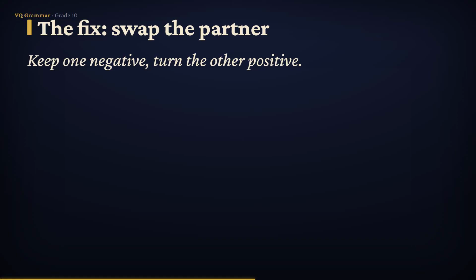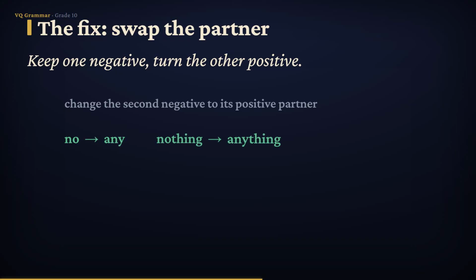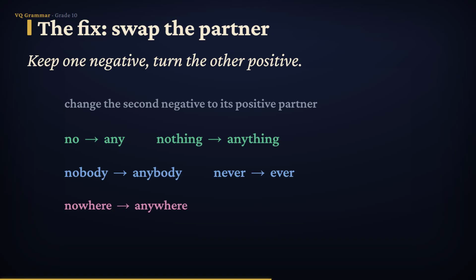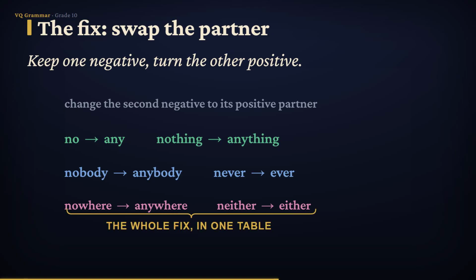When you find two negatives in a clause, keep the first one and change the second word into its positive partner. No becomes any. Nothing becomes anything. Nobody becomes anybody. Never becomes ever. Nowhere becomes anywhere. Neither becomes either. That's the entire table, and it covers nearly every double negative you will ever meet.